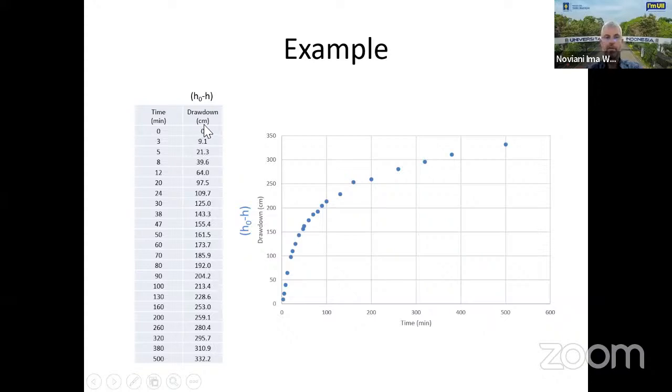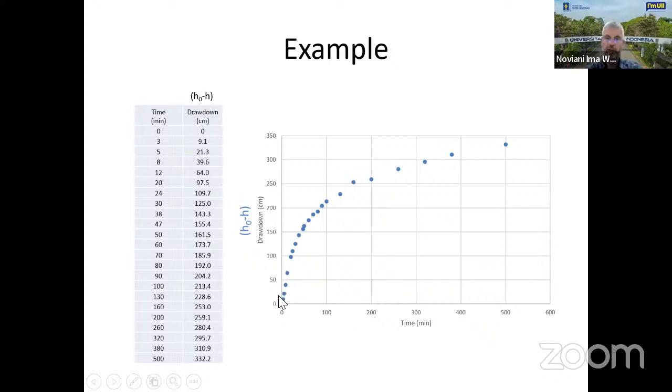So sometimes the drawdown is a little bit more, a little bit less, but it's related to the aquifer's properties. And that's what we're trying to figure out. So when I take this data set and plot it, then I have time on the x-axis, so 0 minutes, 100 minutes, 500 minutes. And on the y-axis, I'm plotting the drawdown, so basically this column here. And drawdown, again, remember, means initial water level, that's H0, minus the water level measured in the well.